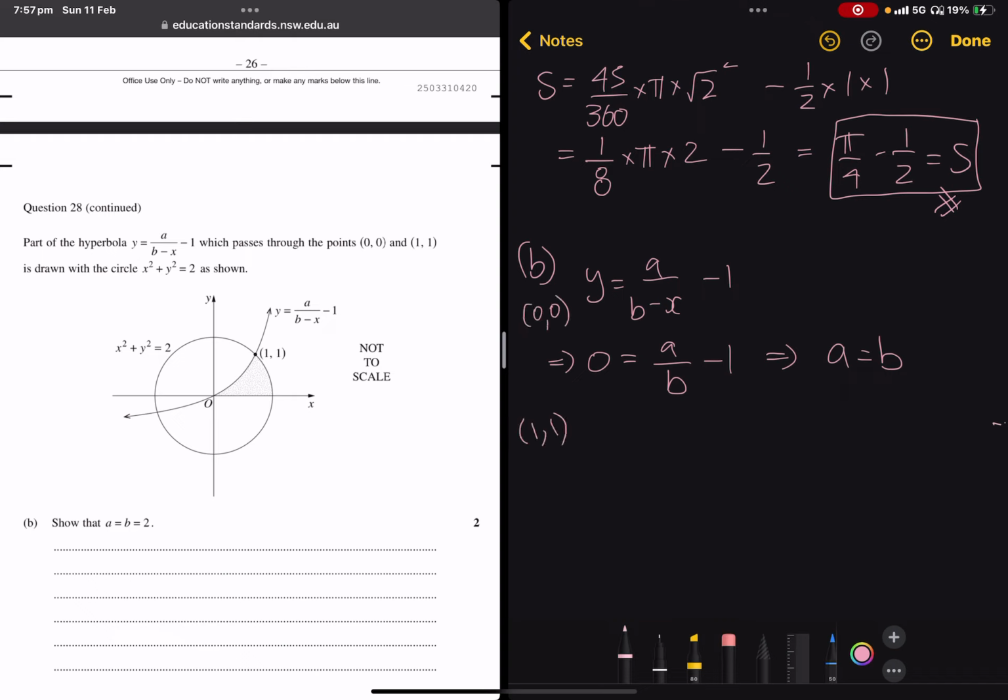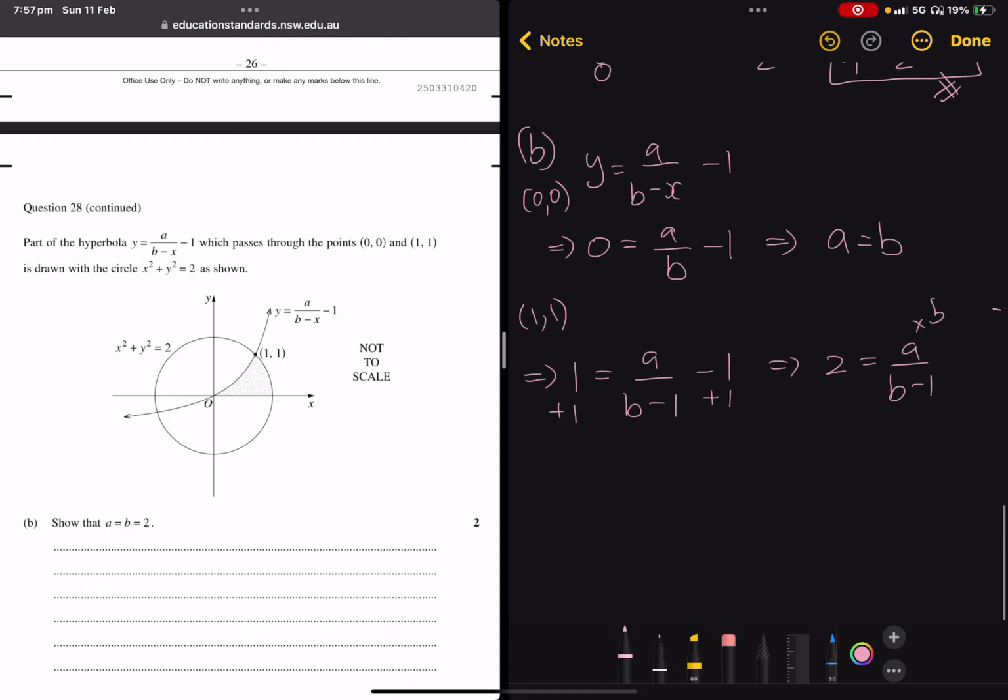So that was from the point (0,0). Now from the point (1,1), we find that 1 is equal to a over (b minus 1), all minus 1. We can add 1 to both sides. This gives us 2 is equal to a over (b minus 1). Multiply both sides by (b minus 1). This gives us 2 times (b minus 1) is equal to a. This tells us 2b minus 2 equals a, but we know a equals b, as we found earlier, so we're going to let a equal b.